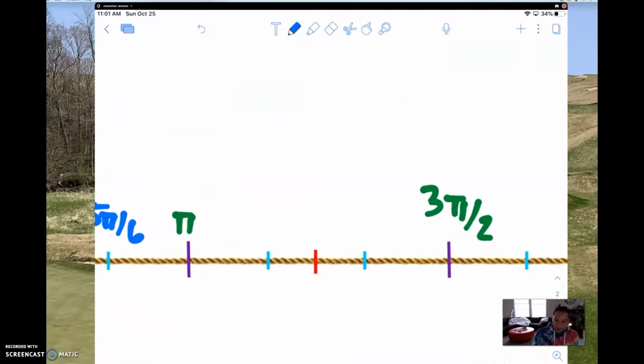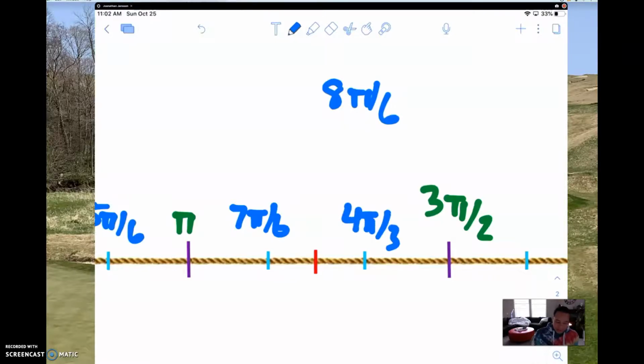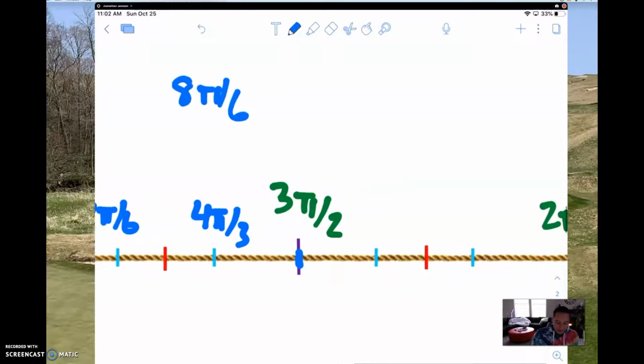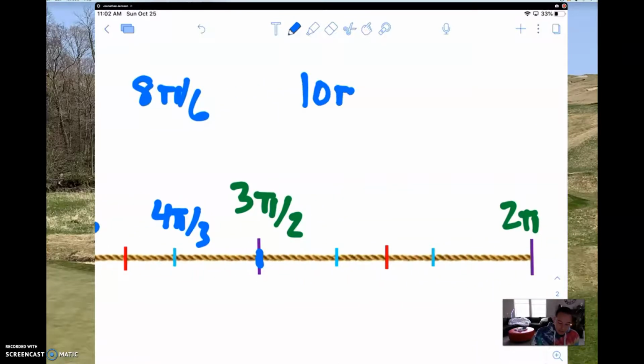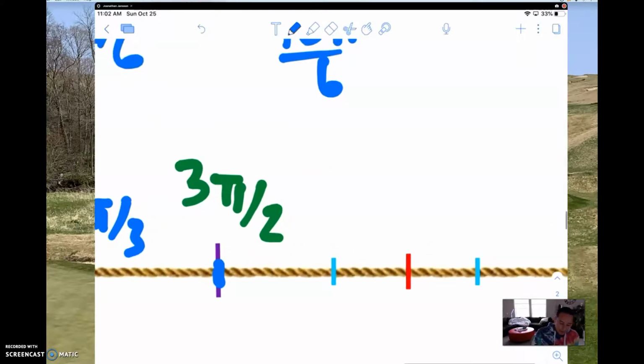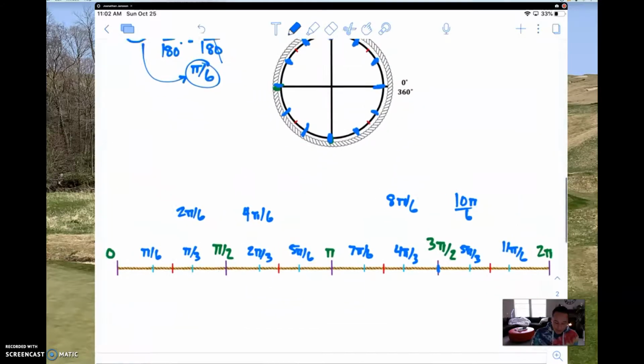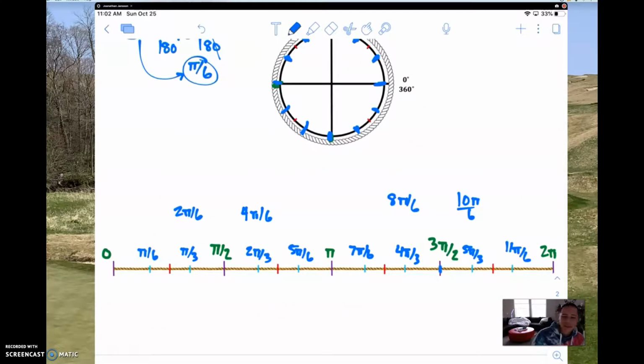Every blue tick mark, every 30 degrees, we are going to add another pi over 6. So this was 7 pi over 6. This next one was 8 pi over 6, which reduces to 4 pi over 3. Then we had 9 pi over 6, but we already have that one. Then we're at 10 pi over 6, and that 10 pi over 6 reduces down to 5 pi over 3. And then we have 11 pi over 6. And there's all of our blue tick marks we have accounted for.